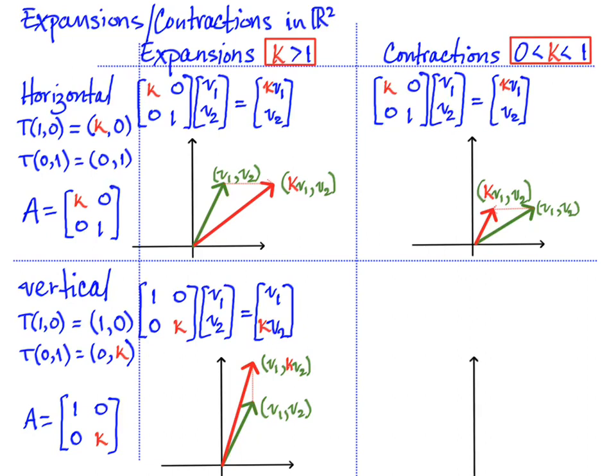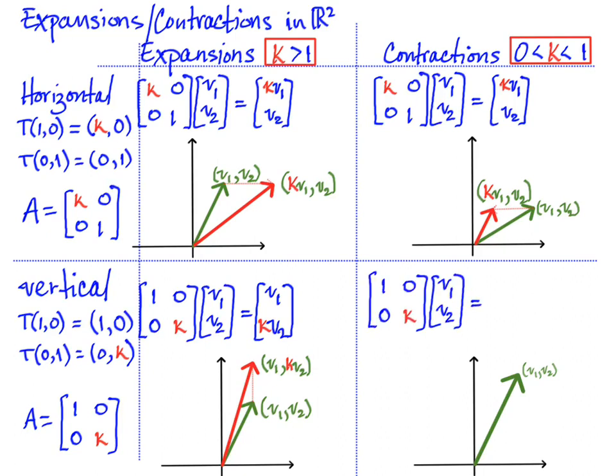And then similarly for vertical contractions, multiplying by that matrix, we get v1, k v2, and since k is less than 1, we're shrinking it vertically, but not changing it horizontally at all. So that's what the 4 basic types of expansions and contractions in R2 look like.